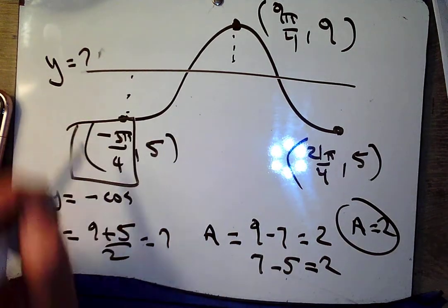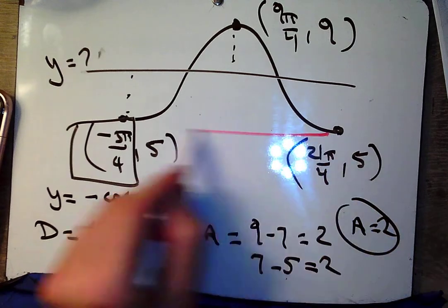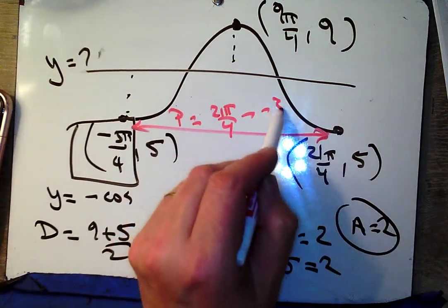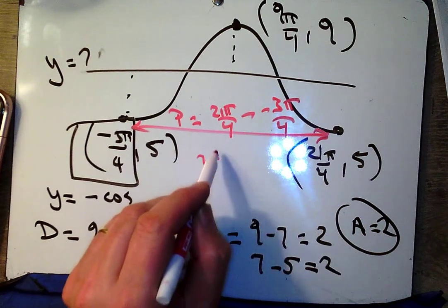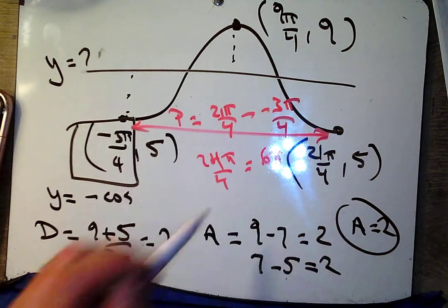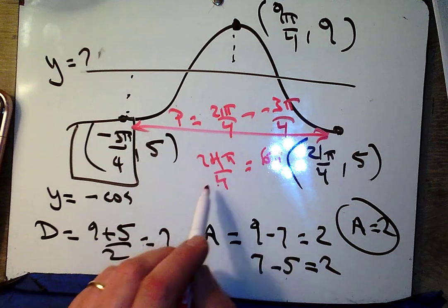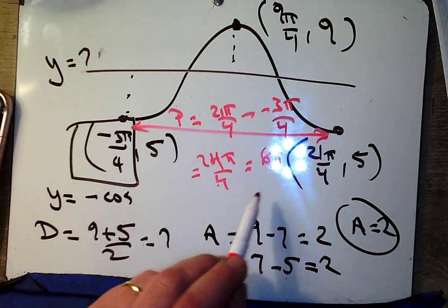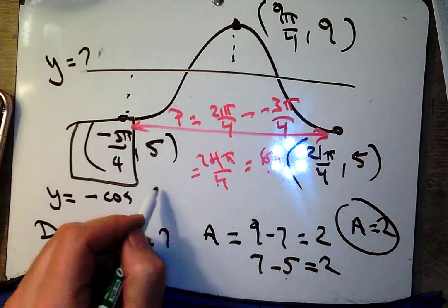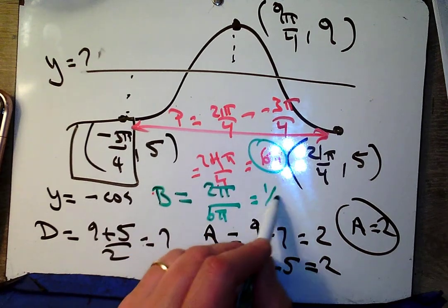My c value, there it is. And what about my b value? Well, that's the period: 21 pi over 4 minus negative 3 pi over 4. Well, that's going to be 24 pi over 4, which is 6 pi. Period is 6 pi. Yes. So there's our period. This is just the period part. So in order to find b, I'm going to need to do b equals 2 pi over 6 pi. So b equals 2 sixths, or 1 third.